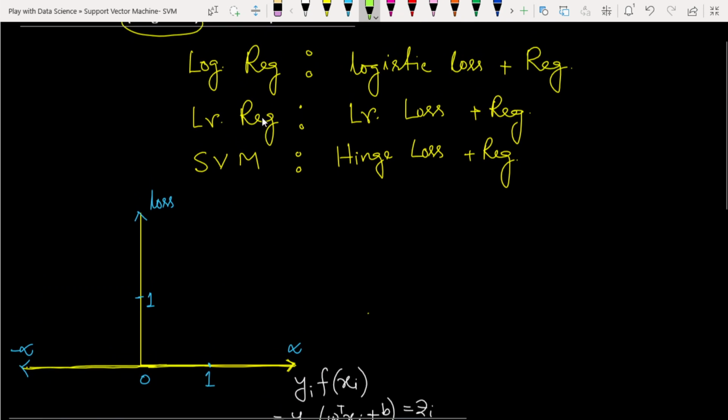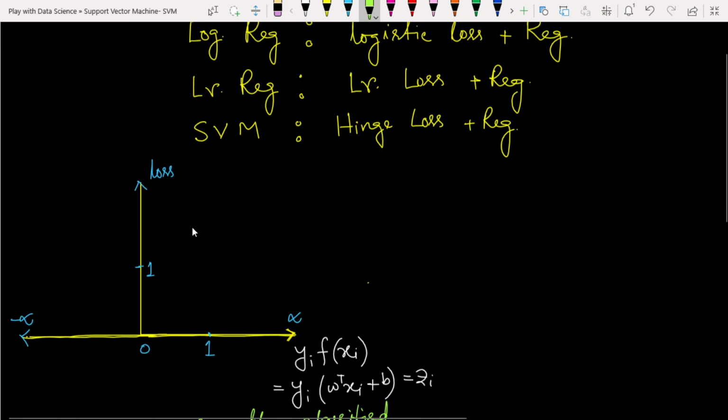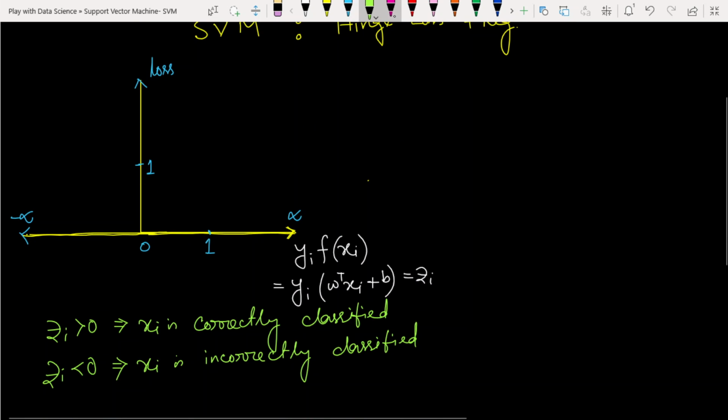In logistic regression we got the 0-1 loss, which will look like this. If zeta is greater than 0, then xi is correctly classified, and in 0-1 loss we get the loss function value 0. If it is less than 0, then it is incorrectly classified, and we get the loss equal to 1. This is our actual 0-1 loss.